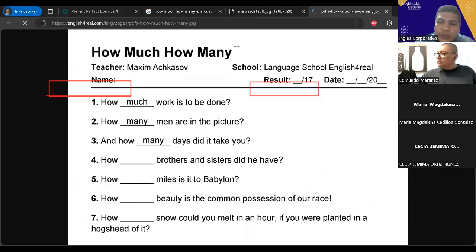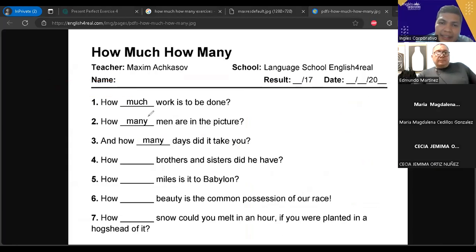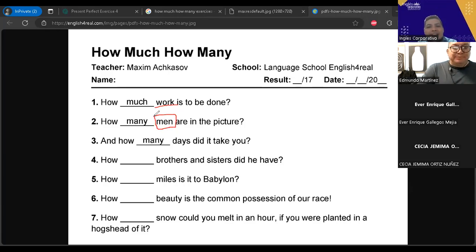Do you see it? Let me know when you see it. Yes. Excellent. So I helped you with three of them, right? Which is just questions, how much and how many, right? So you can see this one, how much work, because work is algo incontable, right? This one right here is something I cannot count. How many men, because men es el plural de, ¿de qué es plural esto? Man. Very good, excellent. And then we have many days because it is in plural here. You can see the S at the end. But what about number four?